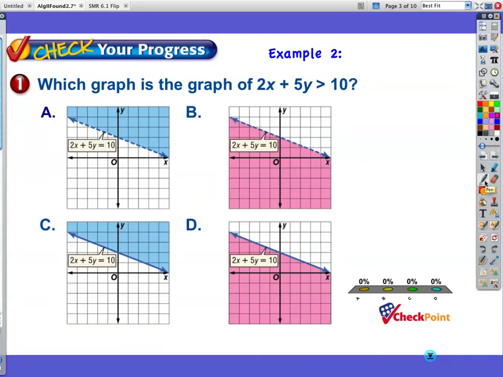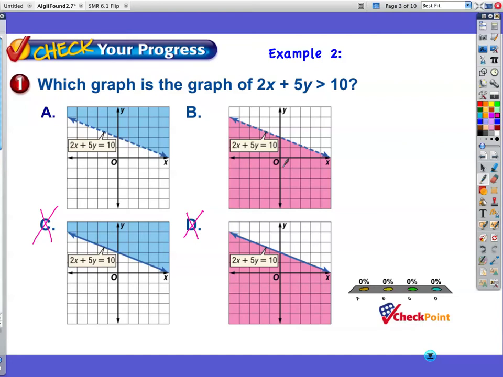Okay, which graph is the graph of 2x plus 5y is greater than 10? Well, I've got 4 choices here, and I get to pick. First of all, I notice there is a greater than, but not greater than or equal to. So automatically I have a dashed line. This is not, so automatically I don't have a solid line. So C and D are going to be out. So I'm just working with A or B. Well, I've got shading on this side of this one. I've got shading on this side of this graph.